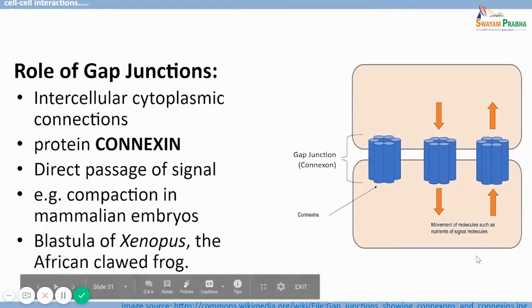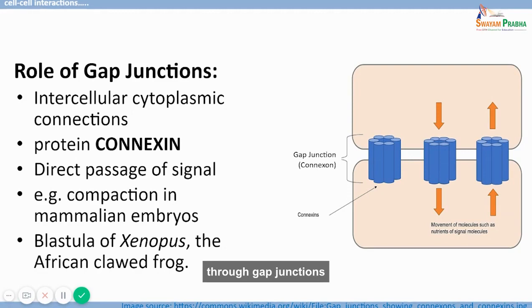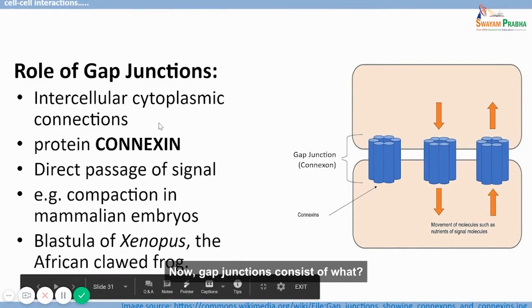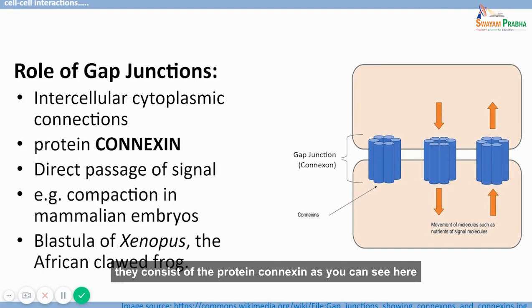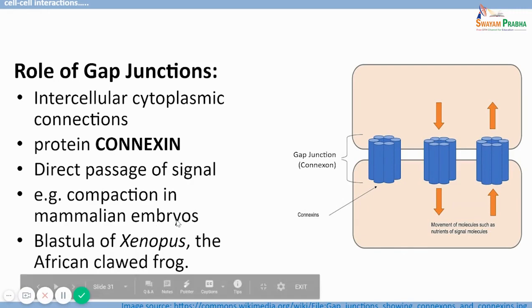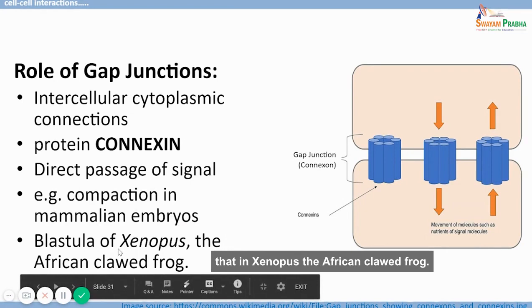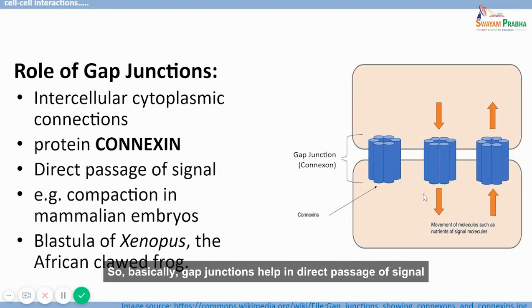But students, cells can also communicate with each other through gap junctions that directly connect the cytoplasm of the two cells. Now, gap junctions consist of what? You must have studied in your cell biology classes. They consist of the protein connexin. As you can see here, all these are the protein connexins present in bundles of six to form gap junctions. Now, during the process of compaction in mammalian embryos, the blastomeres communicate via gap junctions. Also, it has been demonstrated experimentally that in Xenopus, the African clawed frog, if the gap junctions of the blastomeres of the blastula are blocked by antibodies, it does not allow normal development to take place. So, basically, gap junctions help in direct passage of signal from one cytoplasm to another.